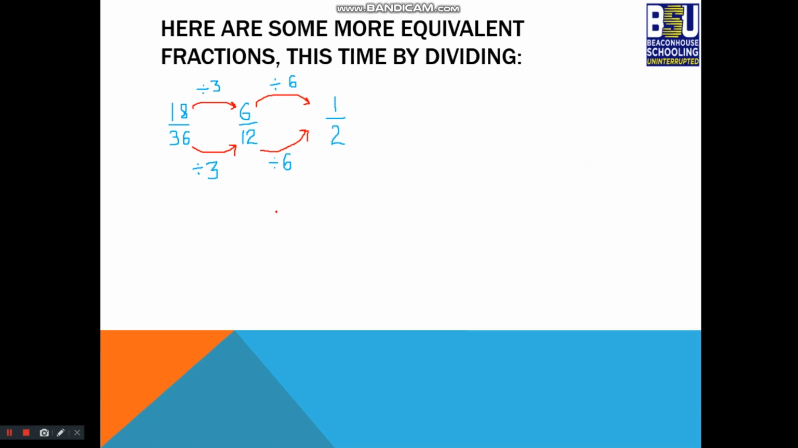Here are some more equivalent fractions, this time by dividing. Like 18 over 36. With which number are you going to divide? So the same table you are going to use. If you divide this by 3, what will you get? 6 by 12. Again it is divisible by 6, and you get 1 over 2. So these are equivalent fractions.